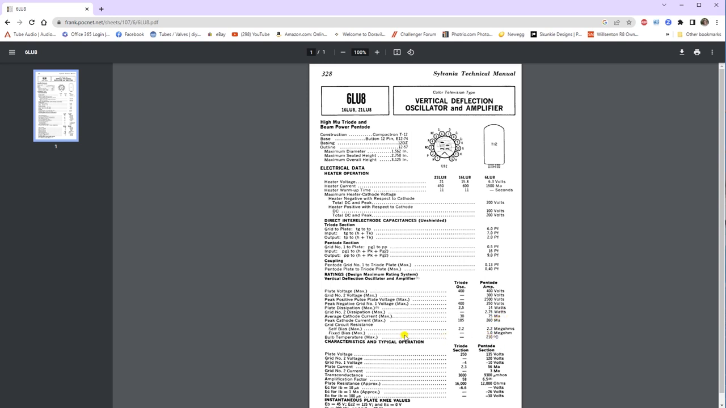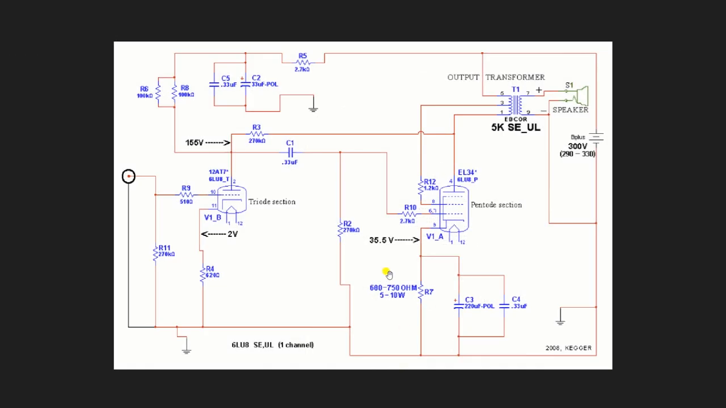Now here's an interesting thing to look at too. Grid circuit resistance. And this is the self-bias. That's what we're going to be doing. And the maximum that the resistor can be on the triode or the front end is 2.2 megs. And it's actually saying we can have 2.2 megs on the pentode as well. So we go back to our diagram.